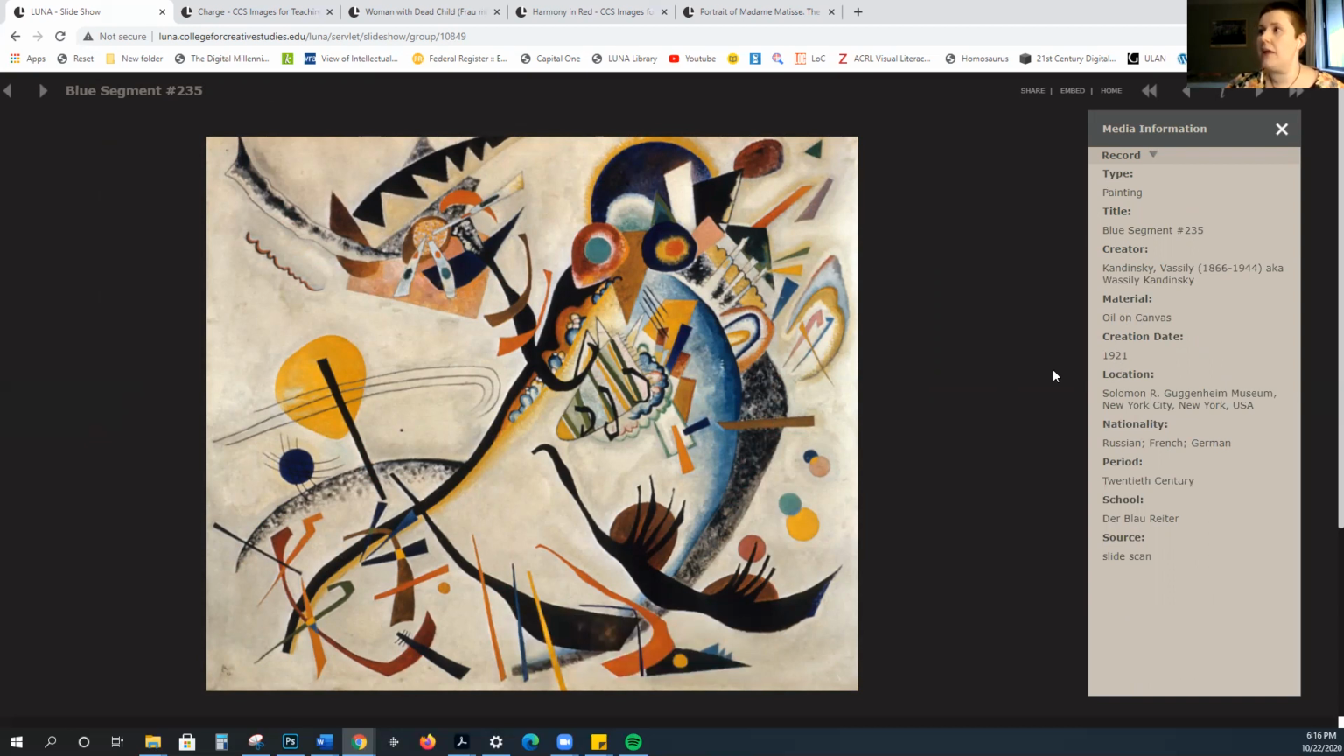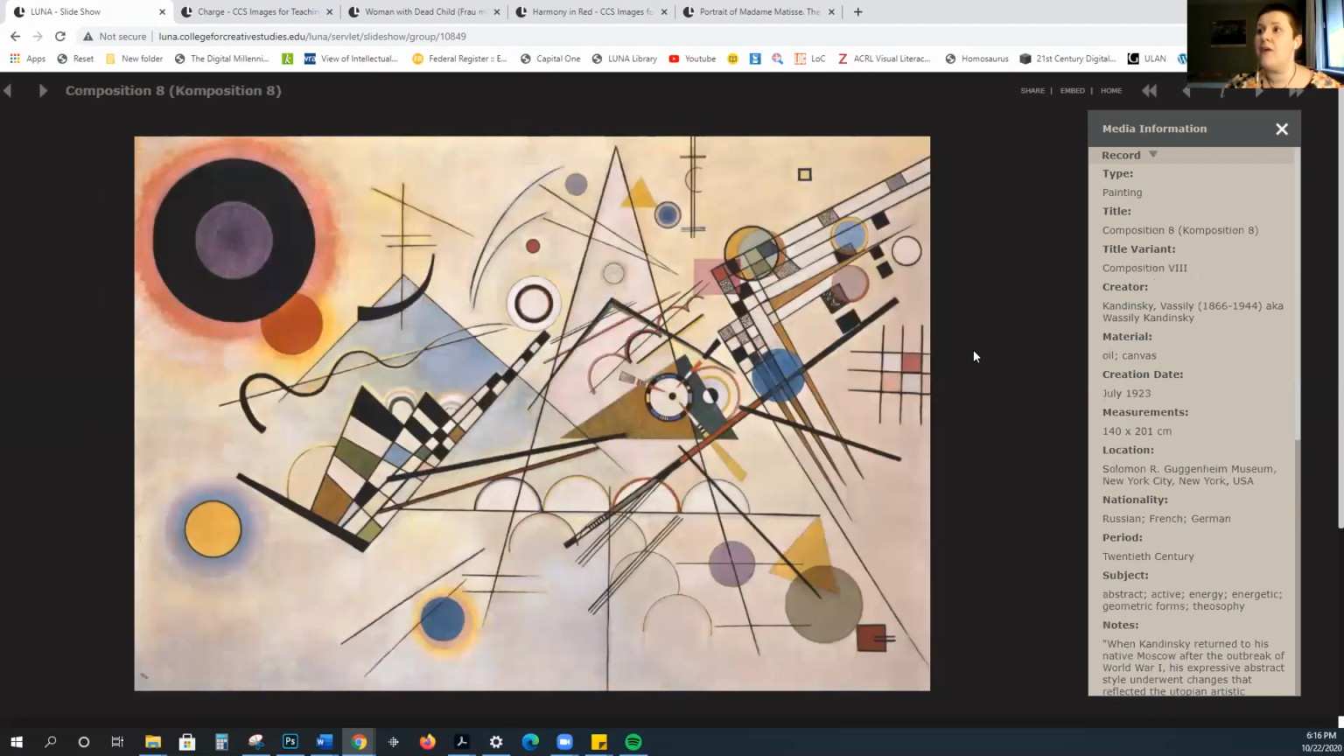And this one is a little bit later, 1921. It's called Blue Segment number 235. But again, just these completely abstract works. Composition 8 from 1923. Okay. And you can kind of, I hope, see how this is an attempt at depicting the sound of music visually.